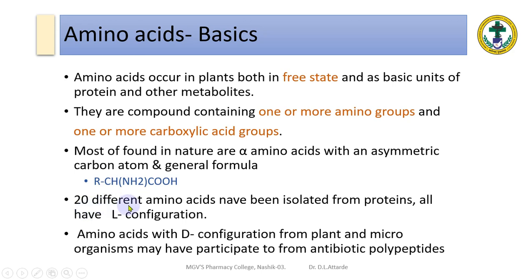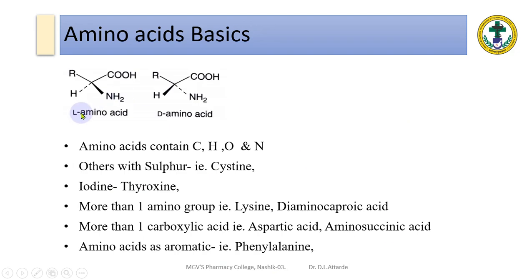There are 20 different amino acids which have been isolated from proteins. All have L configuration. The amino acids with the D configuration, from plants and microorganisms, participate mainly to form antibiotic polypeptides. This is the L amino acid, this is the D amino acid form, and here you can see the asymmetric carbon in its structural formula.